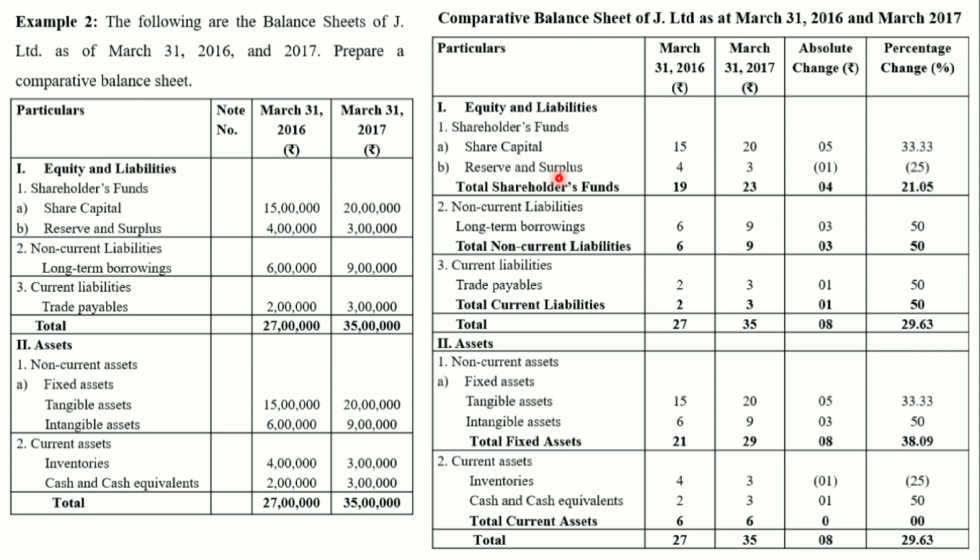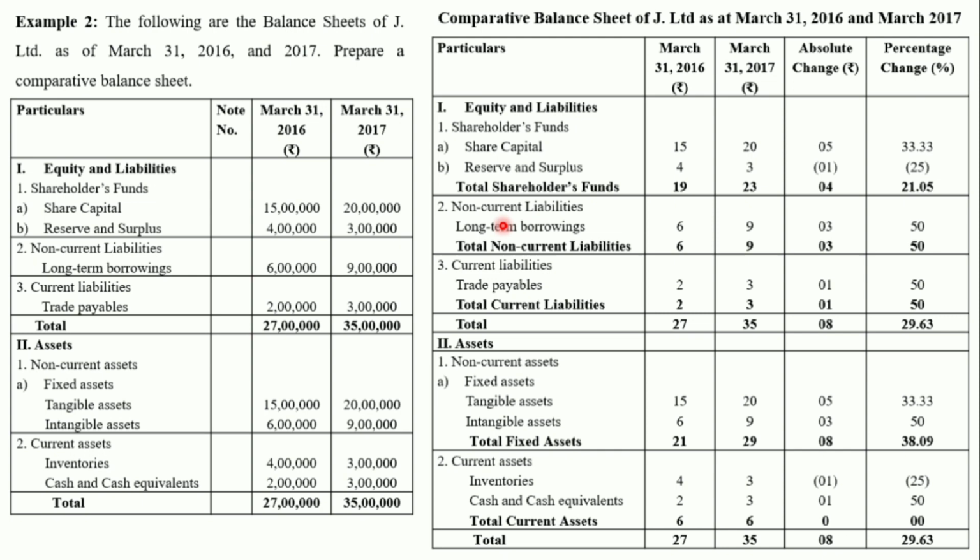Now reserve and surplus. Reserve and surplus for the previous year is 4 lakhs and for the current year is 3 lakhs. There is a decrease in reserve and surplus by 1 lakh rupees, and in percentage form that is 25, in brackets, which means it is a negative figure. That's why it is mentioned in brackets. And total shareholders fund has increased. 15 plus 4 is 19, 20 plus 3 is 23. Absolute difference in total shareholders fund is 4, and percentage increase is 21.05%.